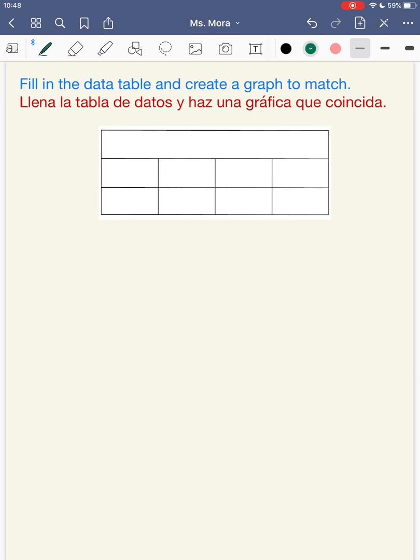So, I want my title to be Miss Mora's Books. Okay. And then for my categories, I'm going to say that I have books in English. I have books in Spanish. I have some with pictures. So I'm going to write with pictures. And I have some books that don't have pictures, so I'm going to say no pictures.